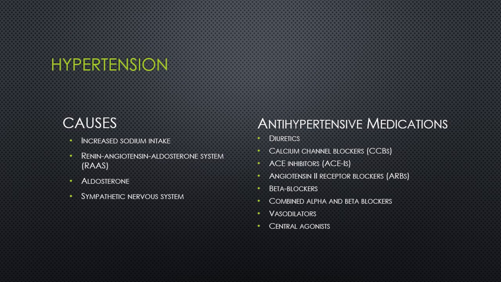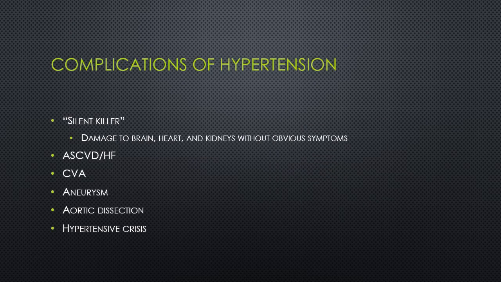So there's a lot of different things that we can do, but our first line drugs tend to be things like diuretics, vasodilators, ACE inhibitors, calcium channel blockers, beta blockers. Those tend to work fairly well with the fewest complications. So as I mentioned, hypertension is the silent killer. While the person feels fine, there are irreparable injuries occurring within the body. The brain, the heart, and the kidneys can be injured without obvious symptoms.